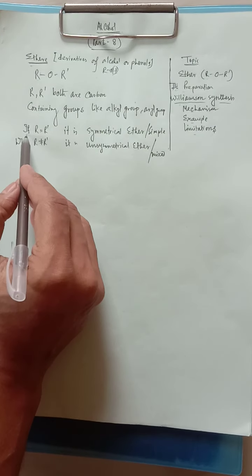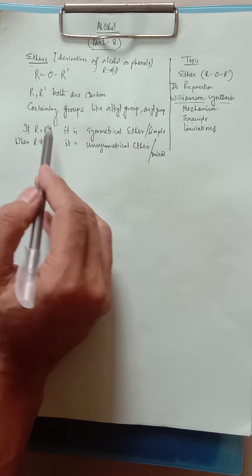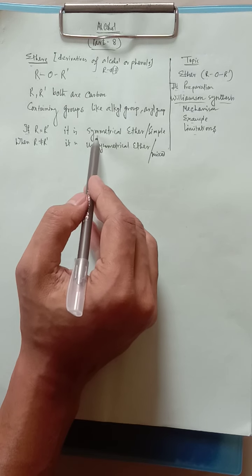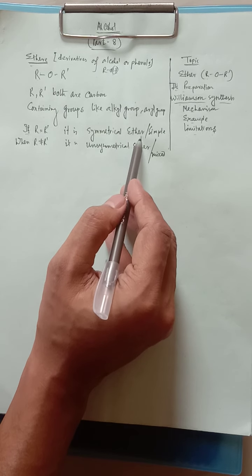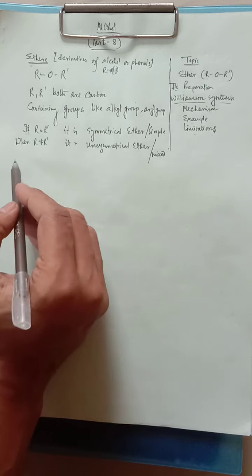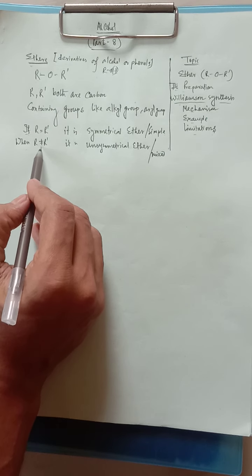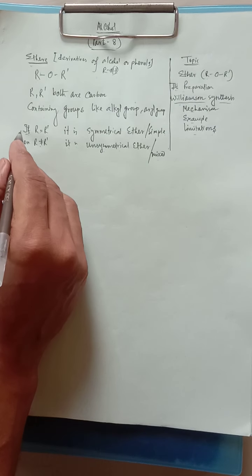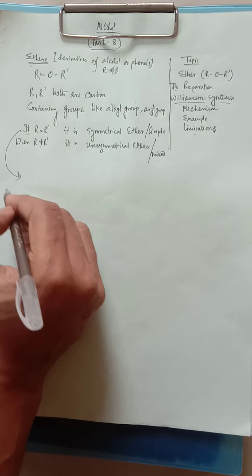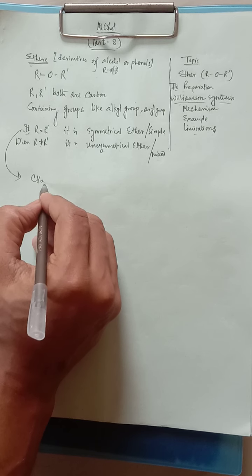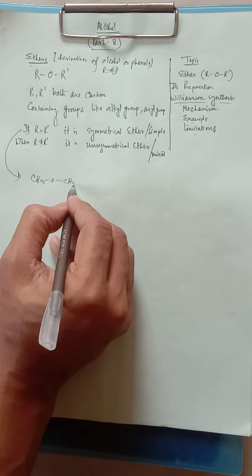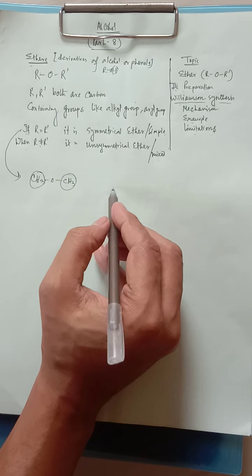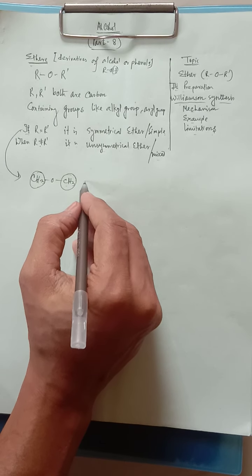Now here another thing we have to remember, that if both alkyl groups are same, identical, then only it is known as symmetrical ether or simple ether. Whenever they are not identical, it is known as unsymmetrical ether or mixed ether. Example I am giving over here, symmetrical, we can write down this way. That means R and R dash both are identical. It is symmetrical one, that is methoxymethane.